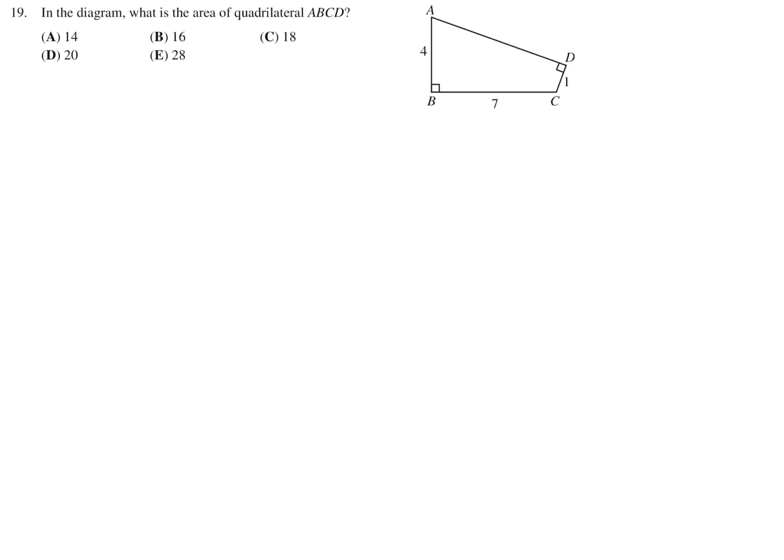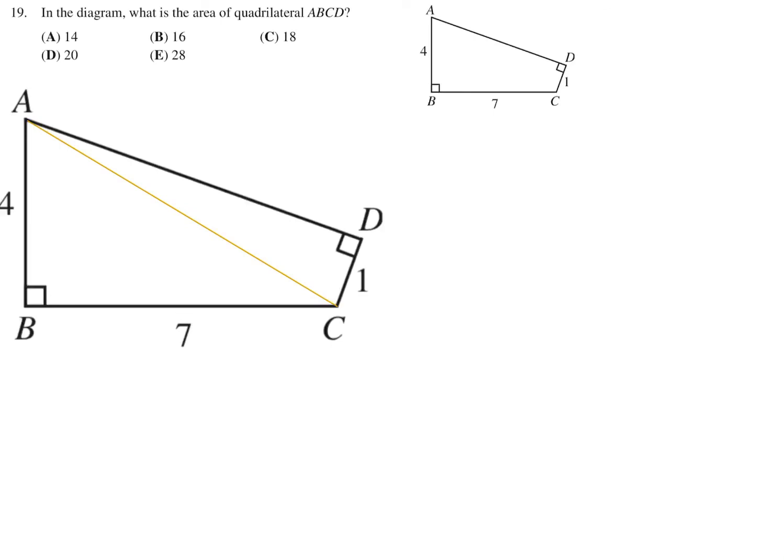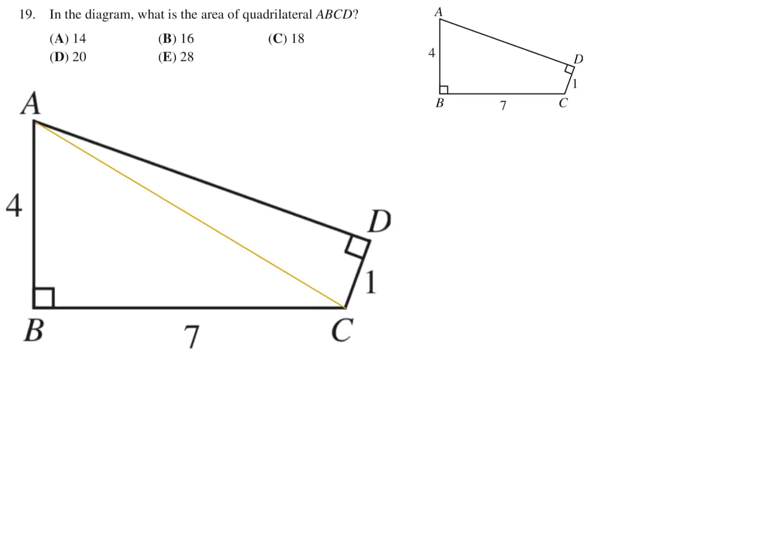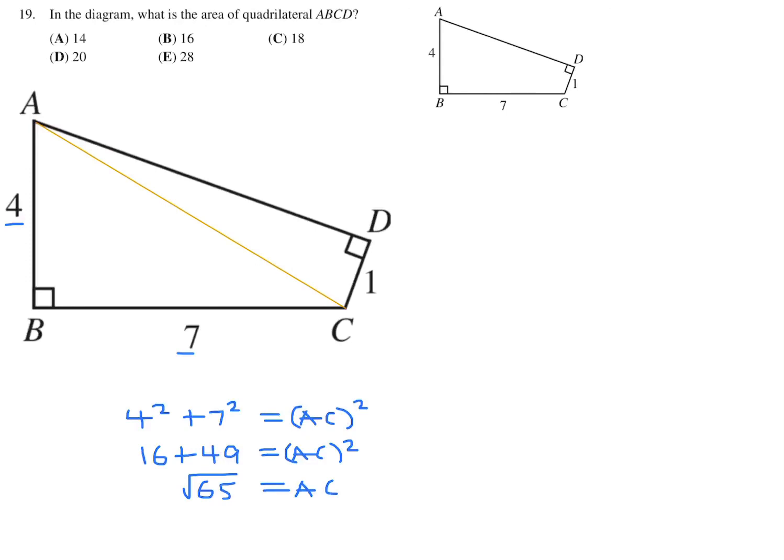In the diagram, what is the area of quadrilateral ABCD? So I blew up the diagram and I drew one line in orange from A to C. And the good news in this diagram is giving you two right angles here. So that makes things very straightforward. Using Pythagoras, I will first calculate AC using 4 and 7. So 4 squared plus 7 squared is equal to AC squared. And therefore that's 16 plus 49 is equal to AC squared. So AC is the square root of 65. So square root of 65 goes right there.